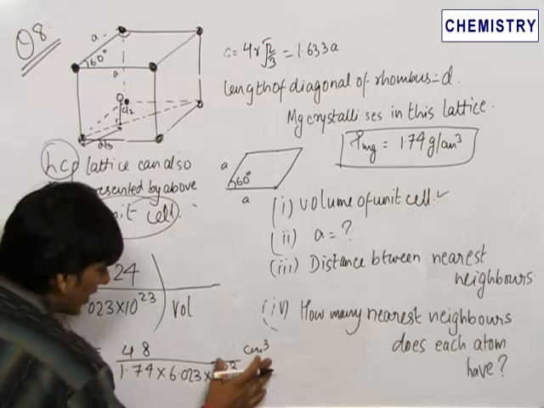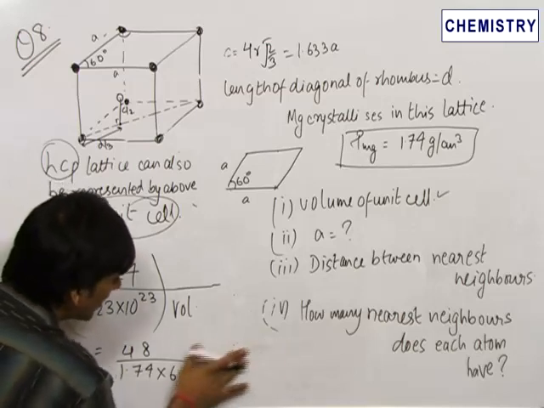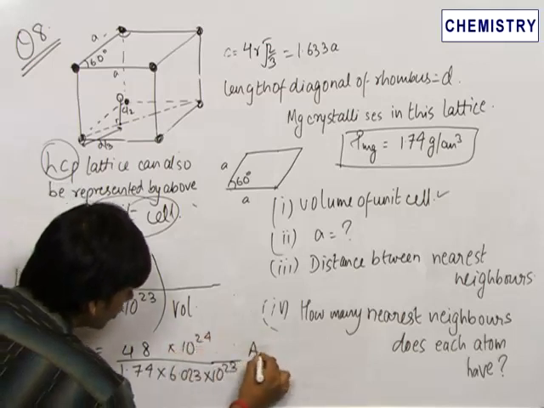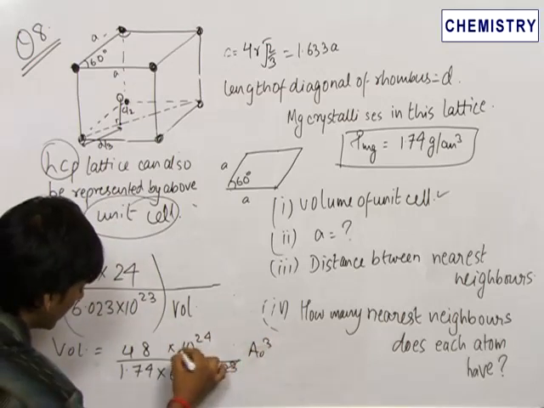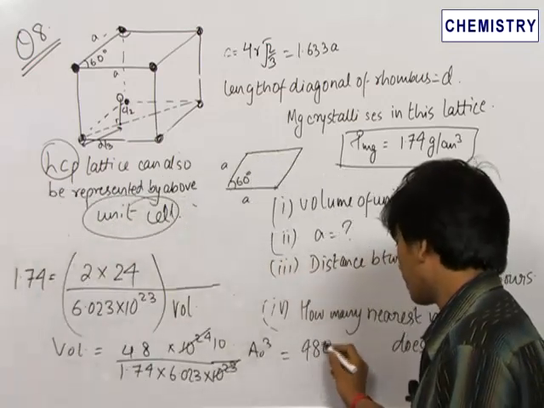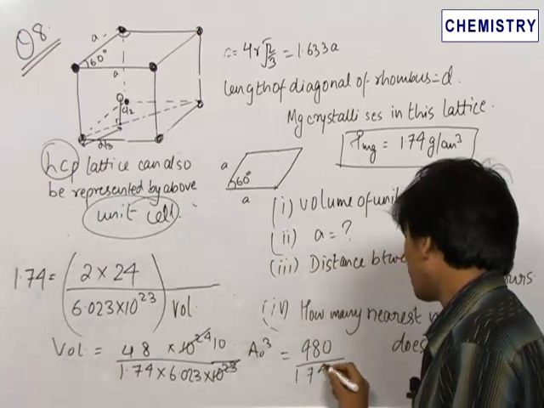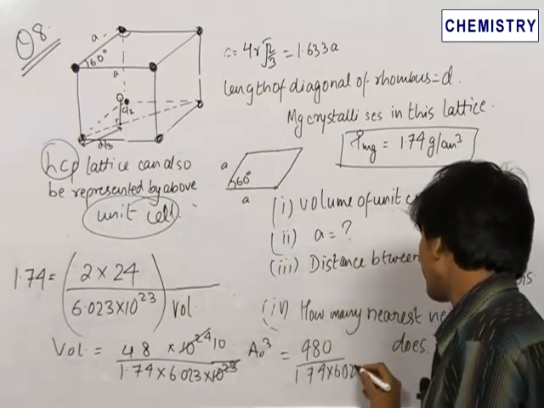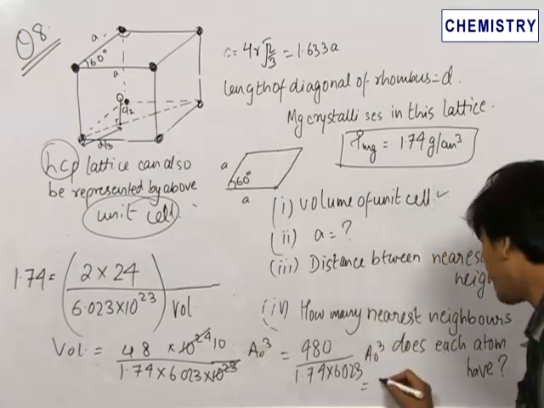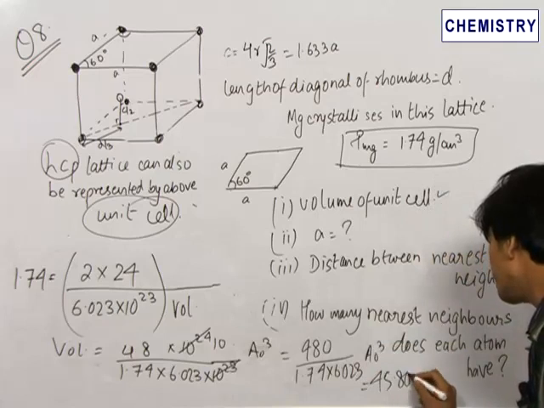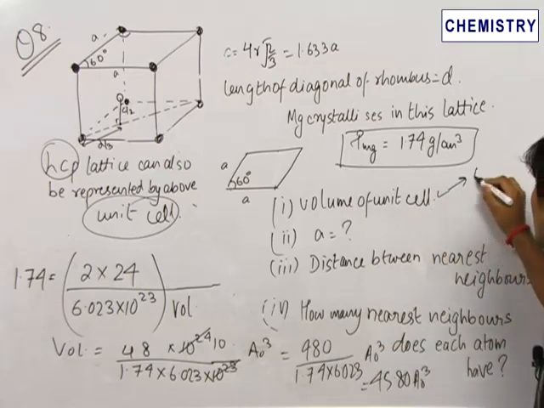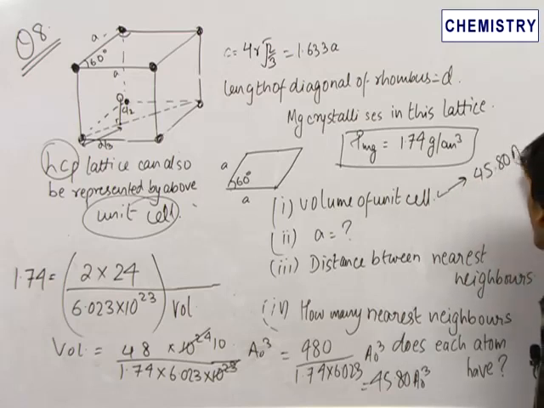Now let us solve it in angstrom. Therefore 1 centimeter is 10 raised to 8 angstrom, so we can write 10 raised to 24 angstrom cube. This gets cancelled over here to give us 480 upon 1.74 into 6.023 angstrom cube, that is 45.80 angstrom cube. Therefore we get the first answer: the volume of the unit cell is equal to 45.80 angstrom cube.